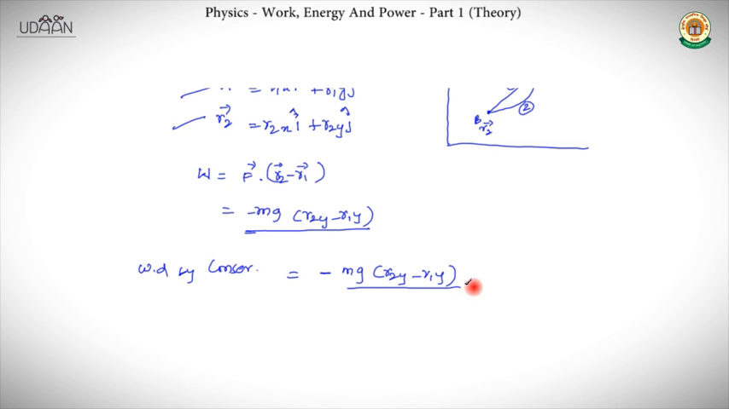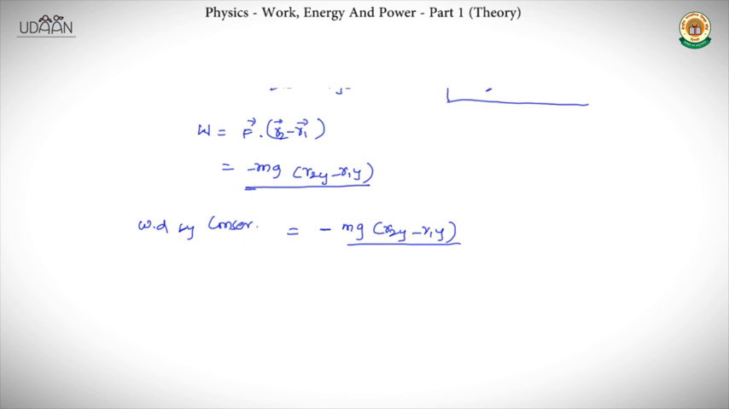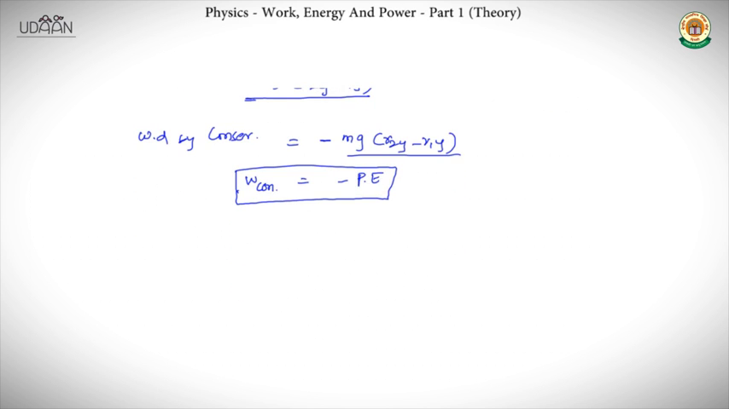Actually, in a later section we will be dealing with the potential energy, mg into the displacement in the position. We generalize this as potential energy. So this is equal to the negative of the potential energy. Work done by the conservative forces is equal to the negative of the potential energy. We will later discuss what potential energy is. So now let us consider the non-conservative work done.